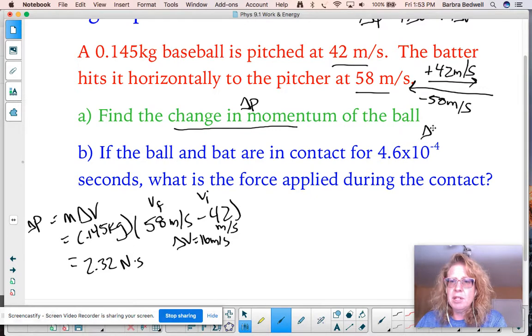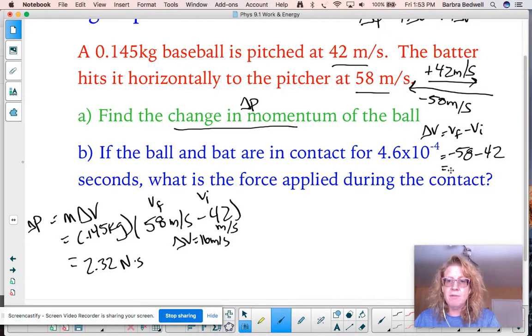And if you look at your delta V here, it's got to be VF minus VI, which is actually negative 58 minus 42. It's a much bigger change in velocity than most students recognize. So 58 and 42, our actual change is negative 100 meters per second. Again, why is it so big? Because it's actually changing direction. It went in at 42 and it came out at 58. This is a really common mistake.